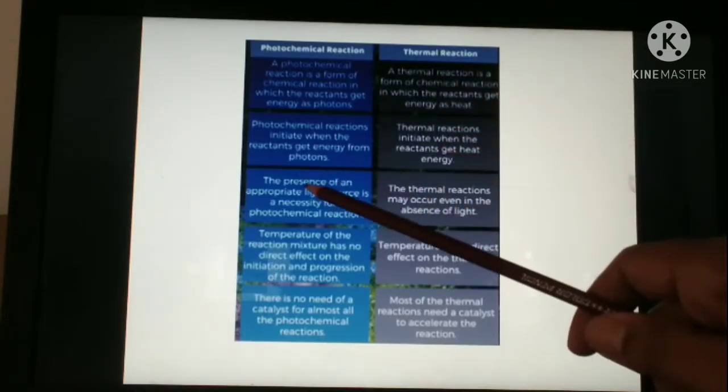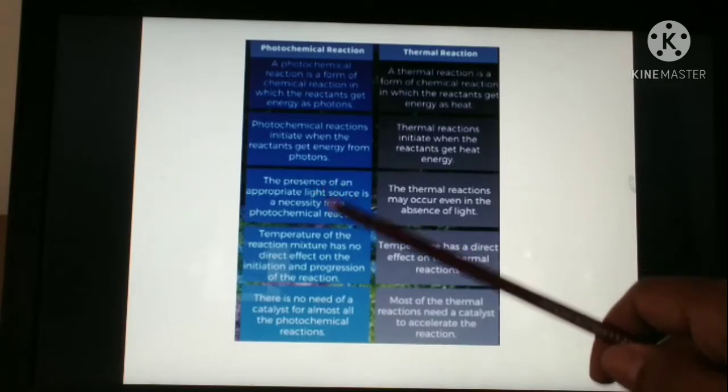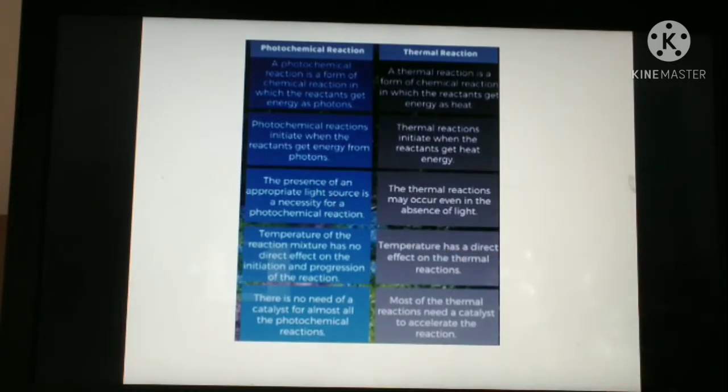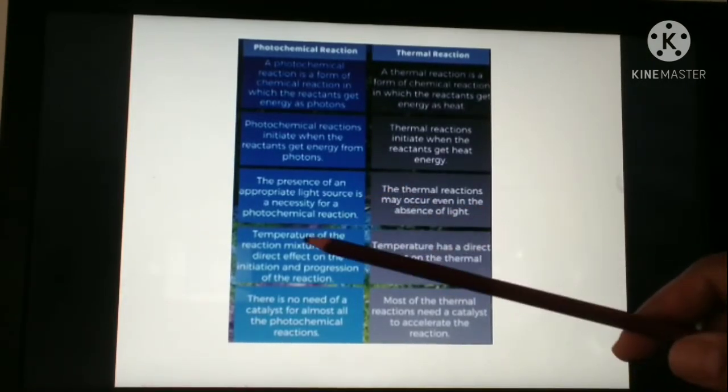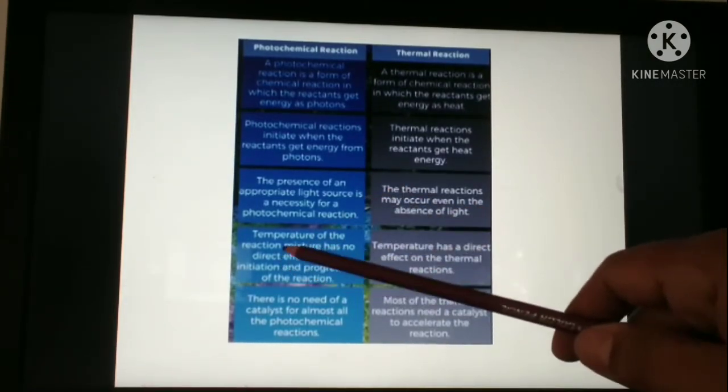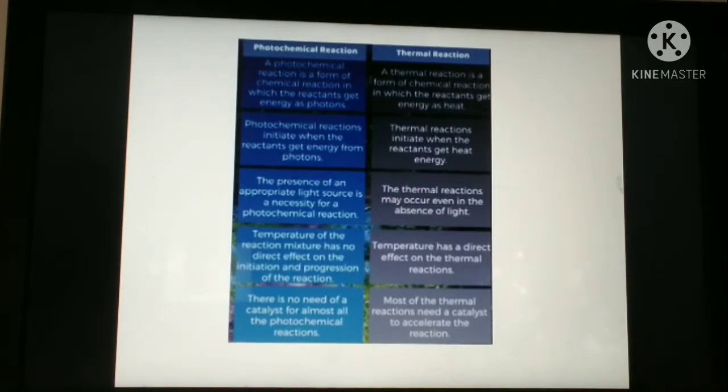The third point is that the presence of an appropriate light source is necessary for a photochemical reaction. Thermal reactions may occur even in the absence of light, or maybe in the presence of light. The fourth point is the temperature of the reaction mixture has no direct effect on the initiation and progression of the reaction. In thermal reactions, temperature has a direct effect.